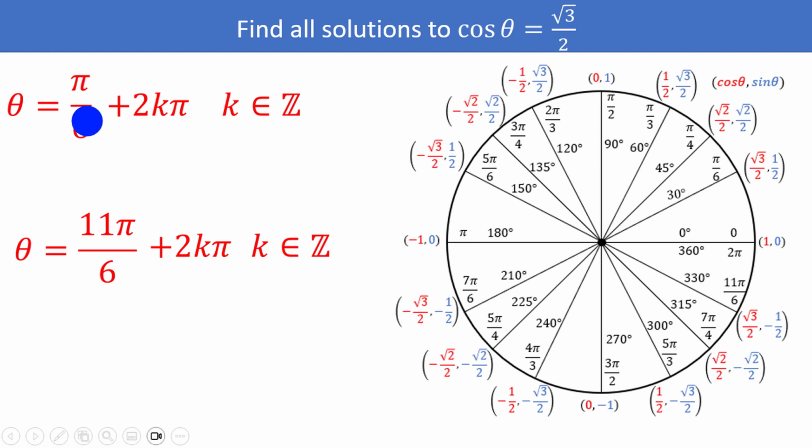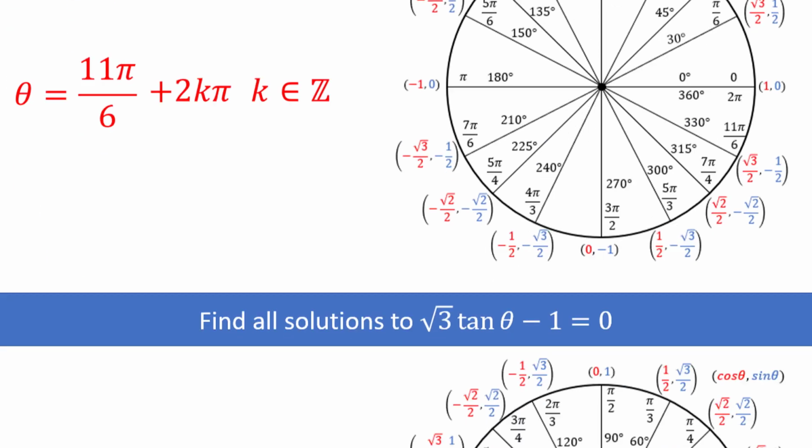So really pi over 6 plus 2 pi times any integer, or 11 pi over 6 plus 2 pi times any integer. So we can just add or subtract 2 pi as many times as we want to get coterminal angles, that cosine of which will still give us the square root of 3 over 2. So these are our final answers for this problem.